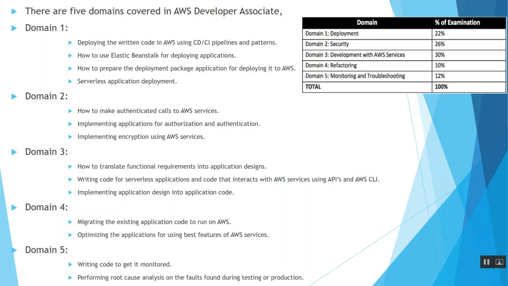In domain three, you will learn how to translate functional requirements into application designs, write code for serverless applications and code that interacts with AWS services using APIs, and implement the application design into application code. Domain 4 is refactoring, and this has the lowest weightage, which is 10%. As part of that, we'll learn about migrating existing application code to run on AWS and optimizing applications by using the best features of AWS services.